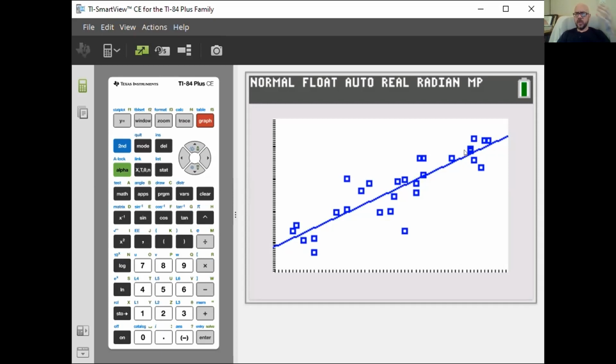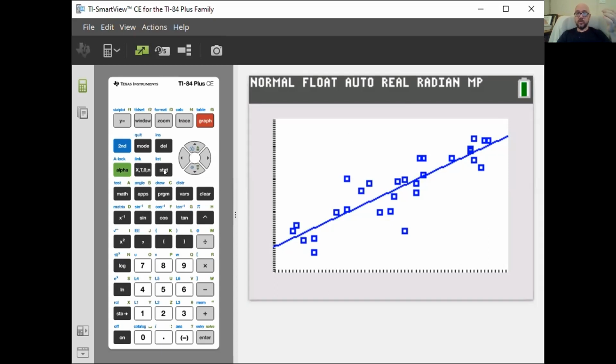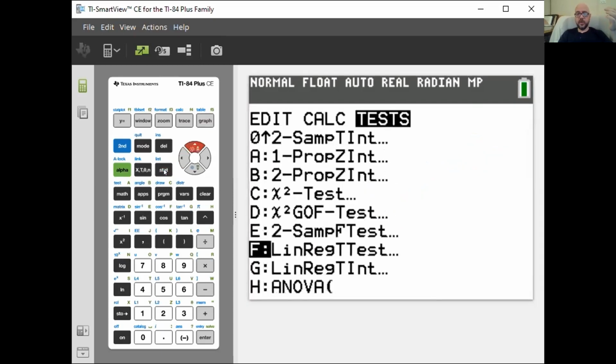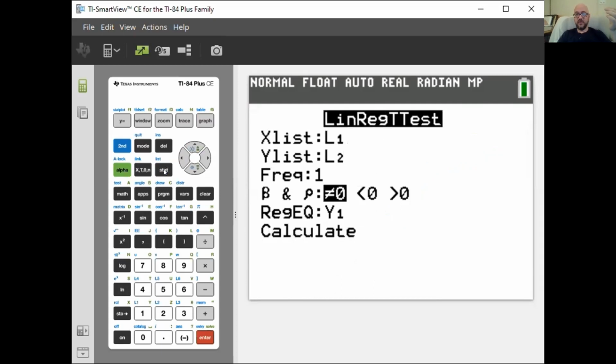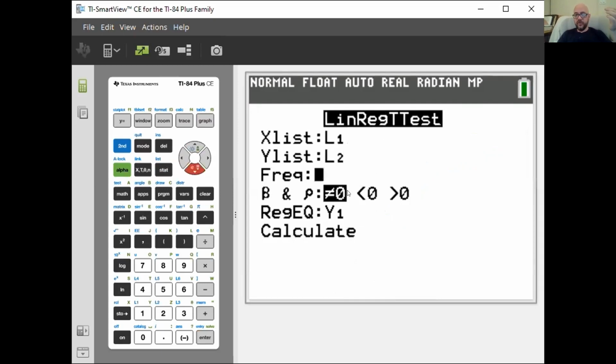And so I would expect a pretty small p-value. So if I go to stat tests, LinRegTTest, as mentioned, we're doing this a few times. Notice that what we're doing here is this, right? This is the test that we're doing. We're testing to see whether rho is 0 or not. I don't care if it's positive or negative. I only care if it's 0, which means uncorrelated, versus not 0, which means correlated in some way. That's why we're leaving this on not equal to all the time.